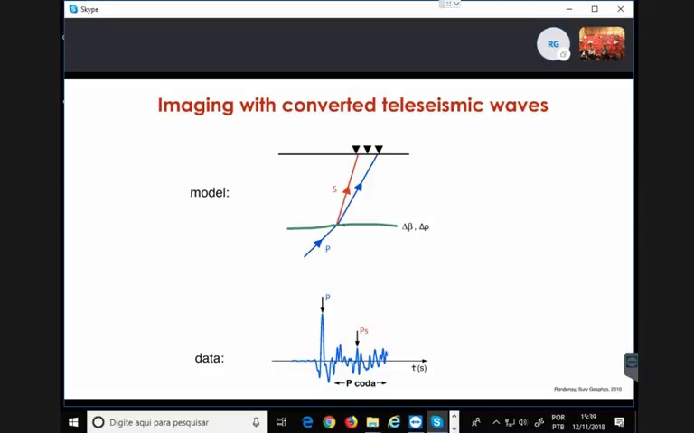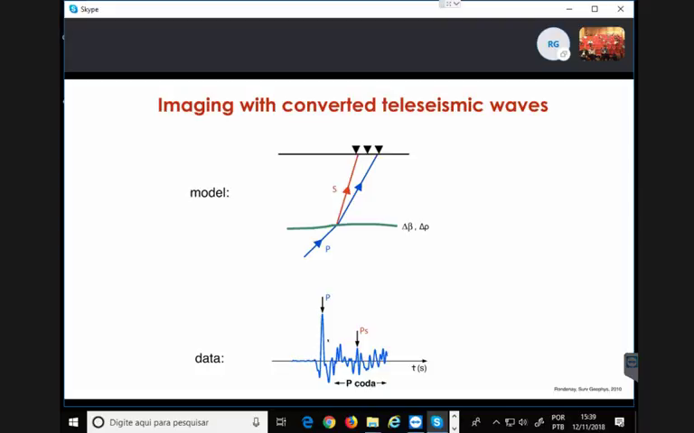Let's say you have a seismic wave, a P wave, that comes and is incident upon the discontinuity like this. Part of the energy will continue towards the surface as a P wave, part of it will be converted to an S wave, which will then travel at a slower wave speed towards the surface and be recorded at the stations that are here. And what you're recording at the stations is the seismic data that you see there.